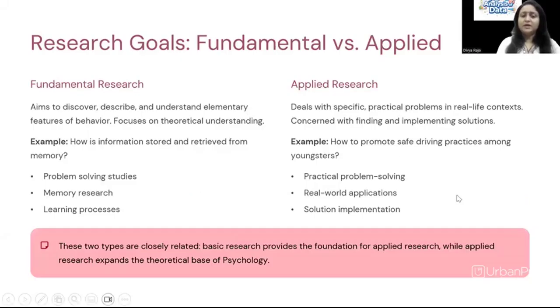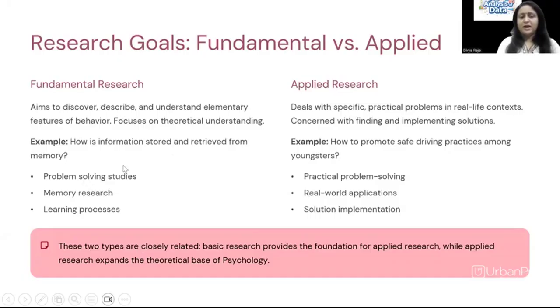So there are certain goals which are followed by fundamental and applied research. Fundamental research, basically, we aim to discover, describe, and understand features of behavior. It's more theoretical in nature. For example, how is information stored in the brain? How is it retrieved from our memory?